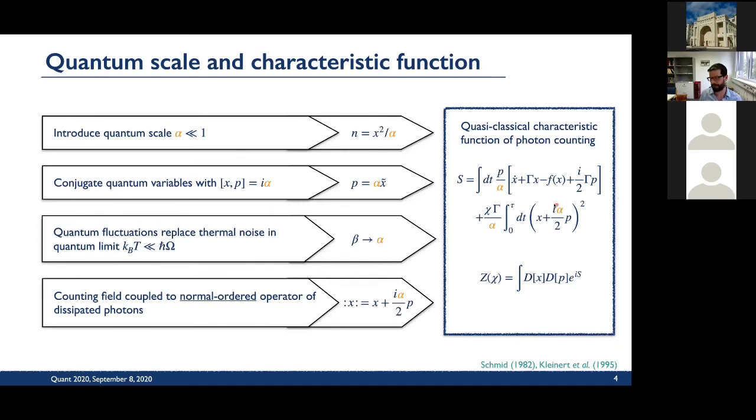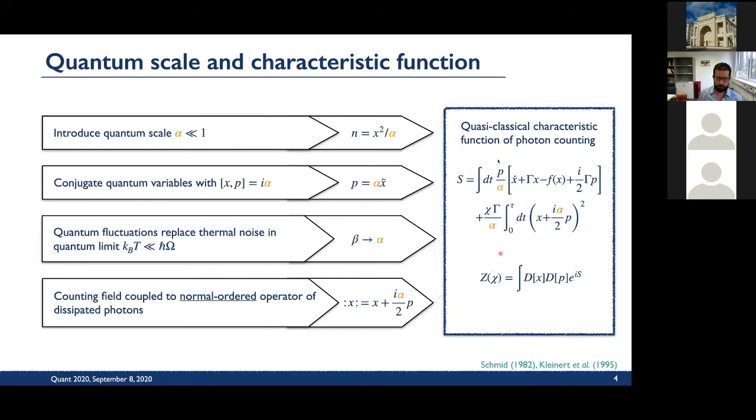And you see also the i here, because the i has to be here: in the vacuum, if you don't drive, there should be 0 counting, so the x cancels with the i if you expand out. So chi is a counting field. If you take the derivative with respect to the counting field, then you get the average photon number and so on and so forth, and you can get the full distribution of photons by calculating the path integral with respect to x and p, and then taking the derivative.